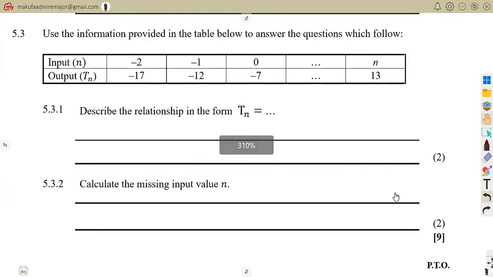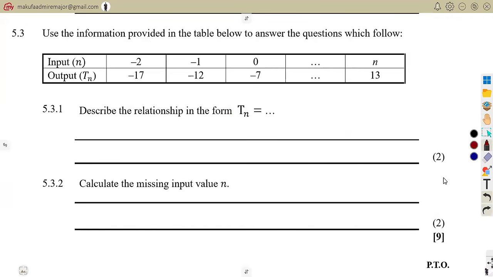But you're supposed to know this relationship, because you see they are simply asking for that same relationship. Describe the relationship in the form of Tn is equal to this. So remember, we need the output there. Is there a common difference, so that we know that it is a linear pattern? It's a linear relationship. So this is your first, second, and so on.